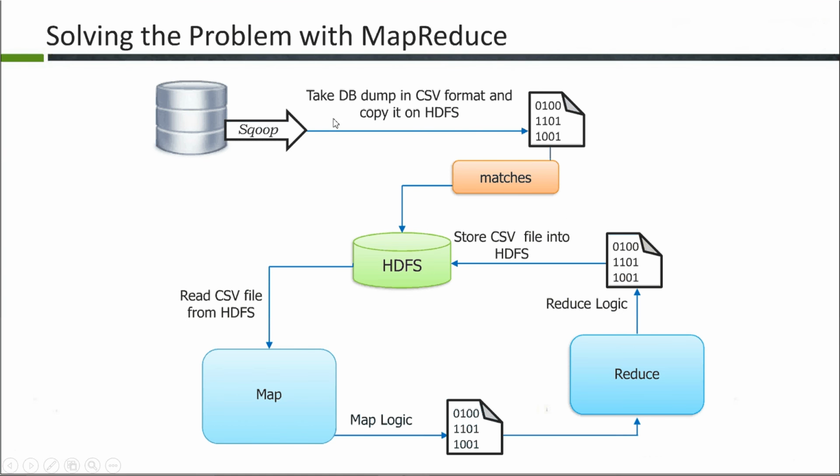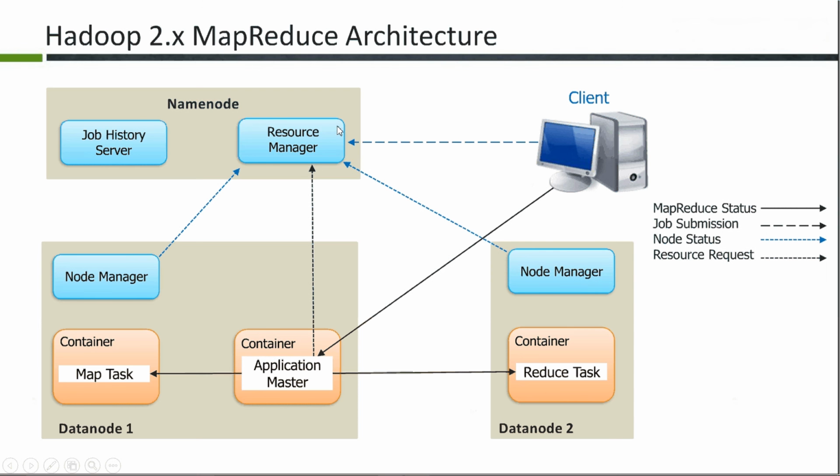Solving the problem with MapReduce. So the database is dumped into CSV format and copied onto the Hadoop file system, from where the mapper reads the CSV file and tries to look for patterns or matches of datasets matching similar categories. It then produces a result known as map logic in a CSV format, which is then forwarded to the reducer. So the reducer now groups those patterns or sets of data together according to the categories and produces a result known as reduced logic in a CSV format. This reduced logic is stored back into the Hadoop file system. So this is how the MapReduce architecture looks like.